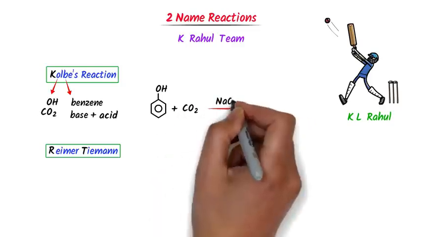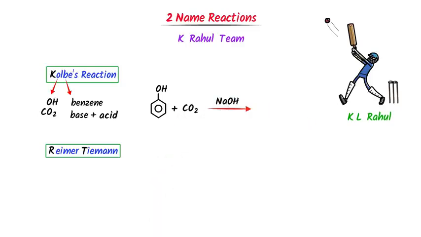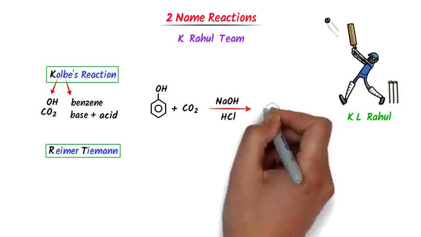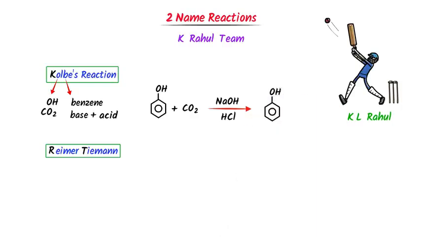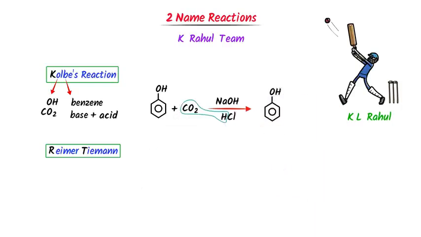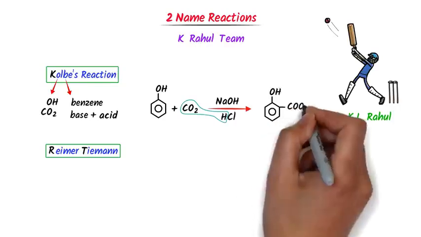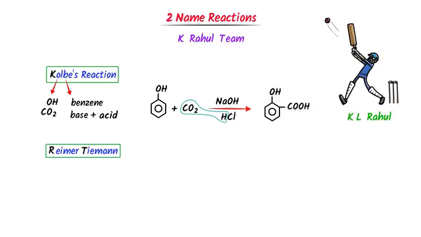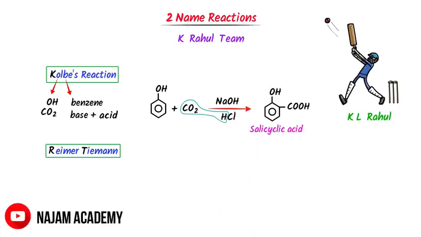The base is sodium hydroxide and the acid is HCl. These are the reactants of this reaction and we can easily guess its products. I take this phenyl and I write it here. Now I select this carbon dioxide and H of base. Lastly, I attach COOH to this benzene ring. I get salicylic acid. So this is Kolbe's reaction.